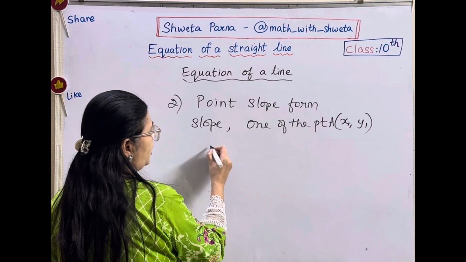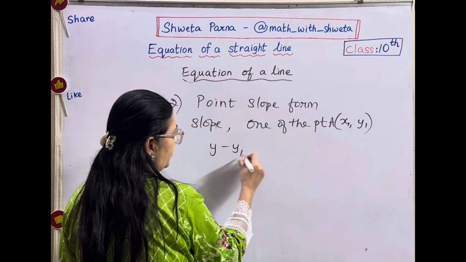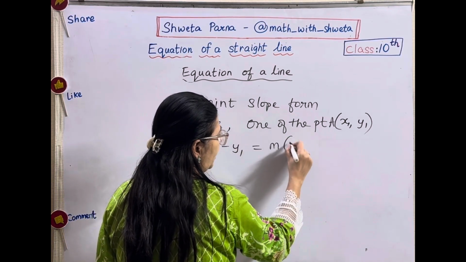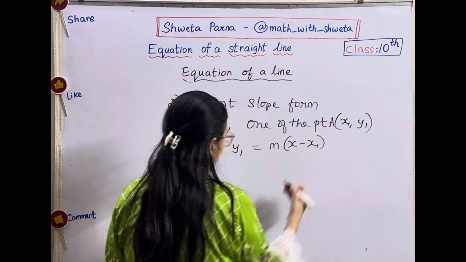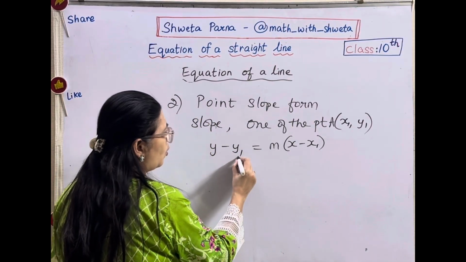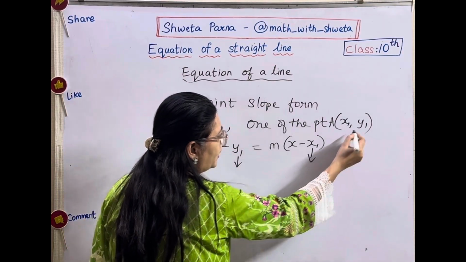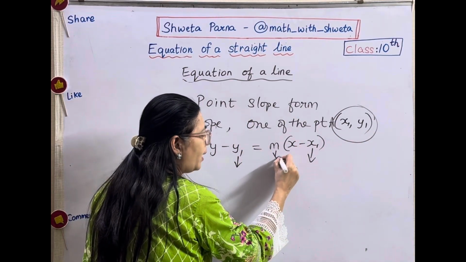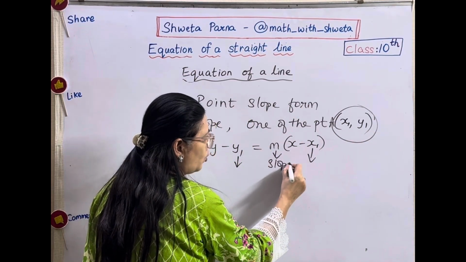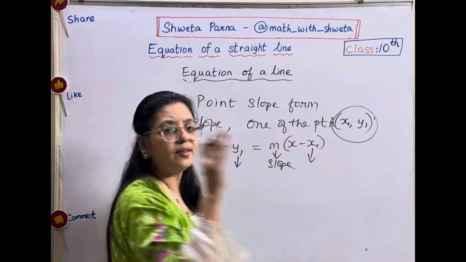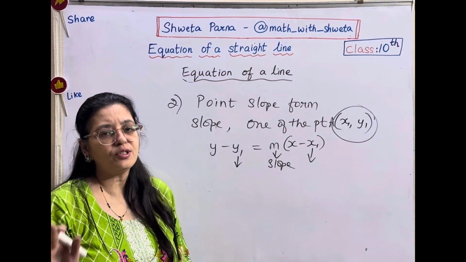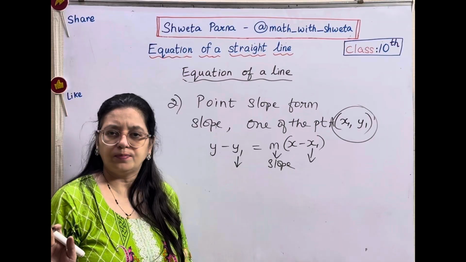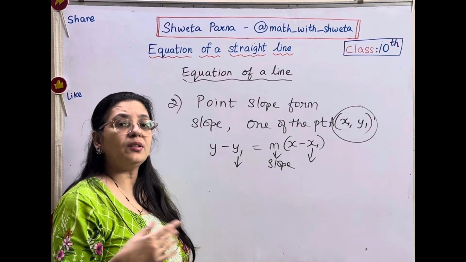What is the equation? It is y minus y1 is equal to m into x minus x1. Now, what are x1 and y1? They are the coordinates of the point. What is m? m is the slope. And x and y, since it's an equation, have to be in variable form. Is it clear? Now comes the third one.